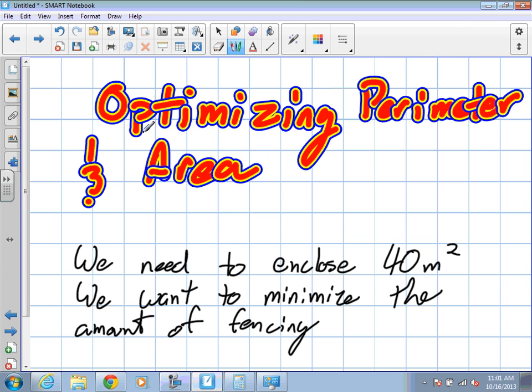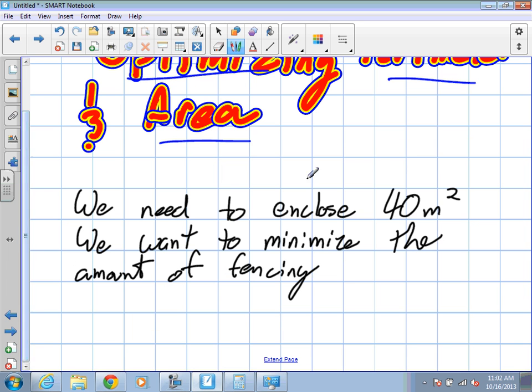Okay, so we're going to work on optimizing perimeter and area. So very similar to what we've done before, but in this question, they've given us a constraint with the area, and we need to essentially find the perimeter. We need to enclose 40 meters square. Okay? We want to minimize the amount of fencing.